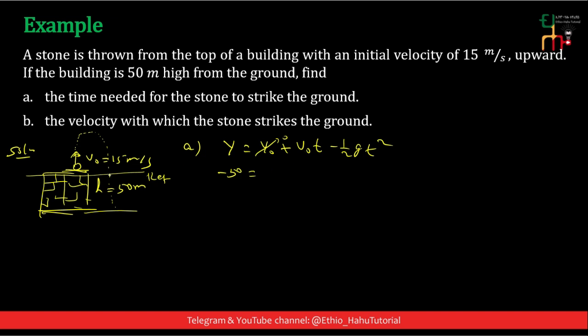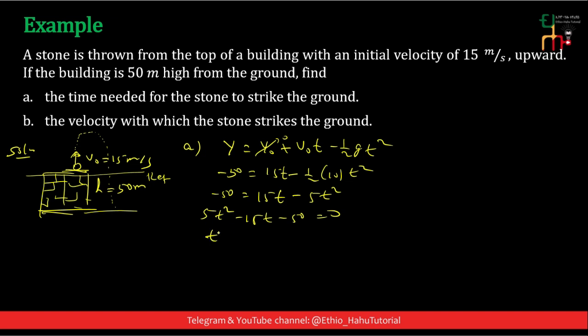It's equal to v0, positive 15 meters per second upward, times t, minus 1 over 2 times 10 t square. This gives minus 50 is equal to 15 times t minus 5 t square. Let's bring minus 5 t square to the left: 5 t square, and 15 t to the left: minus 15 t minus 50 is equal to 0. If we divide both sides by 5, t square minus 3t minus 10 is equal to 0.